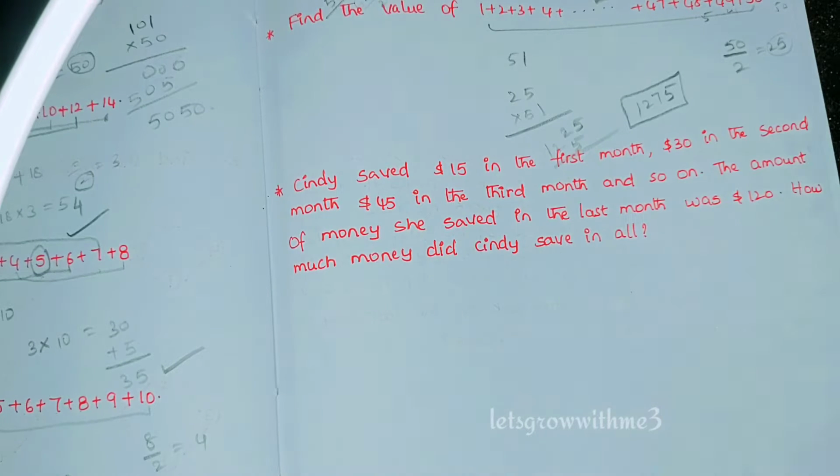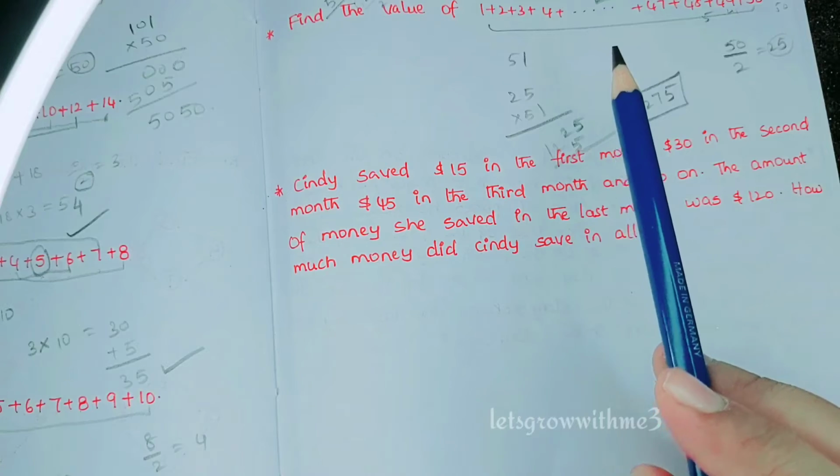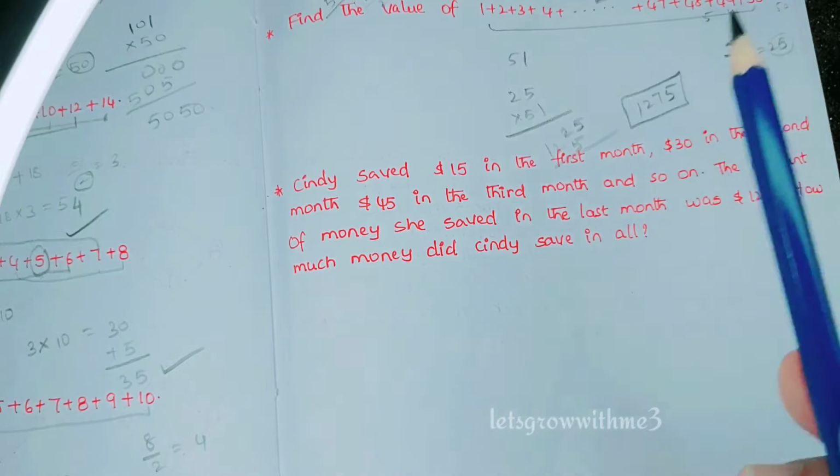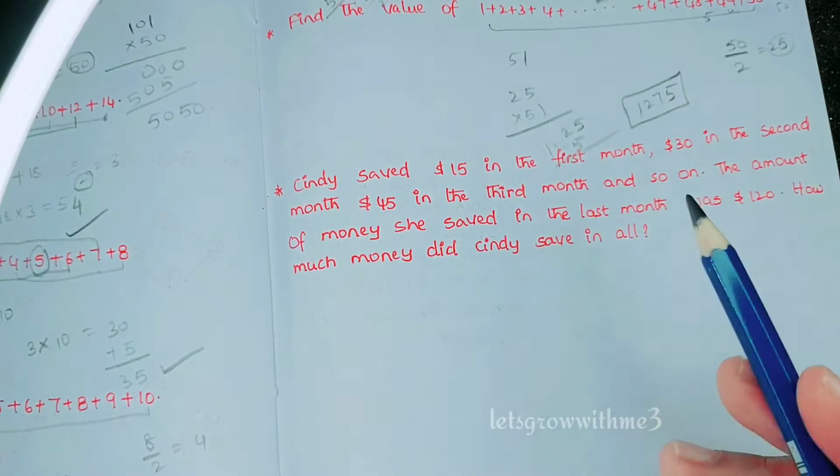Okay. Cindy saved $15 in the first month, $30 in the second month, and $45 in the third month, and so on. The amount of money she saved in the last month was $120. How much money did Cindy save in all? In earlier questions the pattern was given, so we just needed to apply the steps. Here we need to write down the pattern first. Whatever clues he has given, from those clues we need to write down the pattern first and then do the calculation.